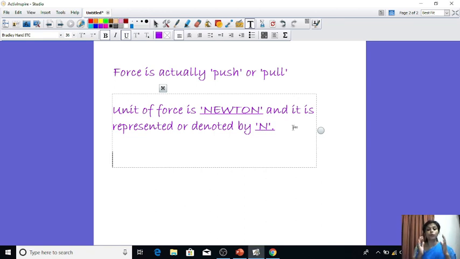So if a 1 kg object can be shifted by 1 meter, the amount of force required to apply on it is called 1 Newton. So what is the amount of force? The amount of force required to move a 1 kg object by 1 meter is called 1 Newton.